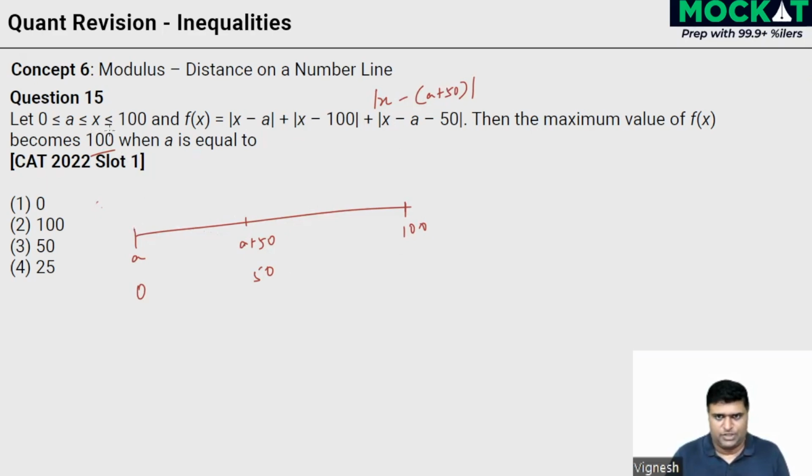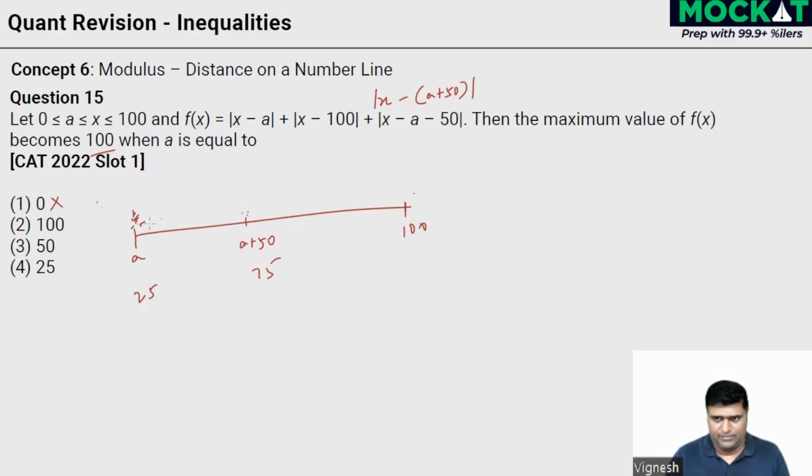x has to be greater than or equal to a. What if x is equal to a itself? The distance to a itself is 0, the distance to a plus 50 is 50, plus 100 is 150. It's definitely exceeding 100, so 0 is not possible. What about the next one? 25, let's try it out. The a is 25, and 25 plus 50 is 75. x has to be greater than or equal to a. Try from here itself. What are we getting? 25.